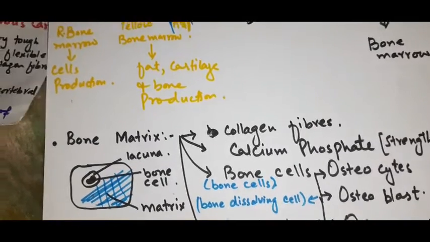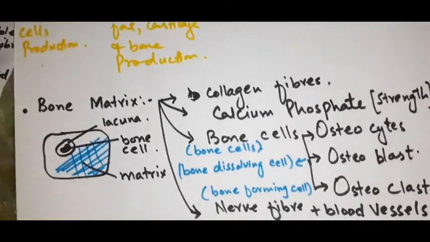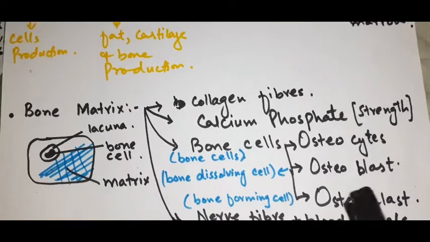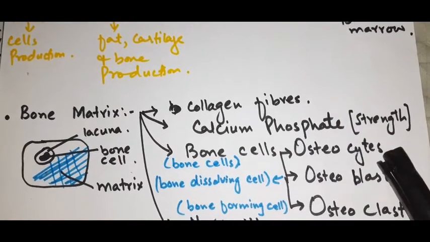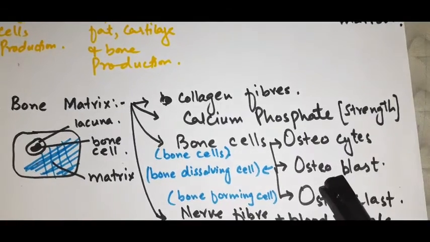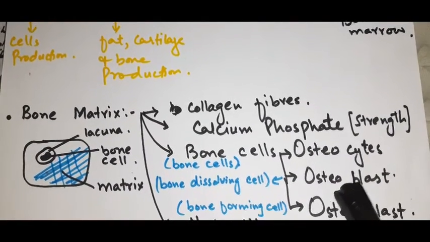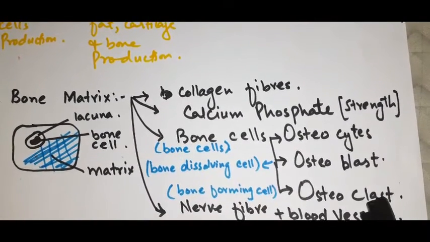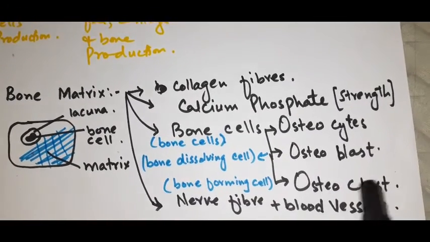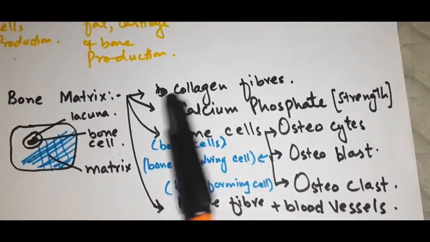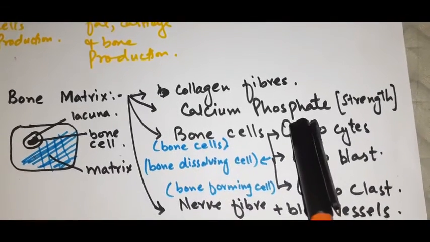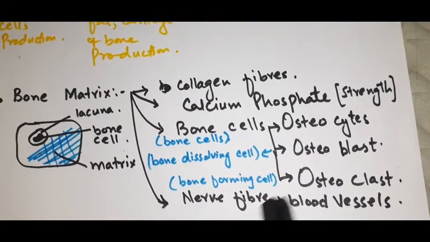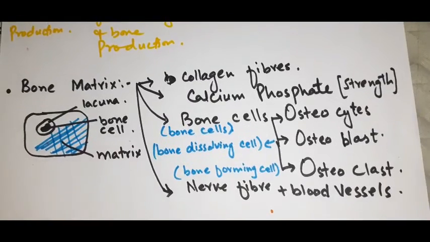So look at the bone cells. Here we have three basic types of cells which are present in the bone. The first one is osteocytes, which are known as mature bone cells, right? Another cell which is known as osteoblast. These are bone dissolving cells. These cells dissolve other bone cells, right? Another we have the osteoclast. These are bone forming cells, right? So along with these cells, along with this collagen fiber, along with this calcium phosphate, the matrix also contains, we can say, nerve fibers and blood vessels as well, right?